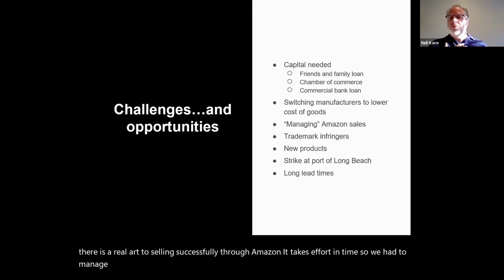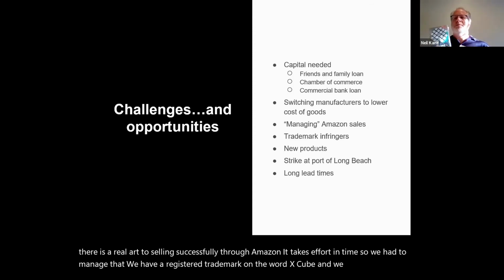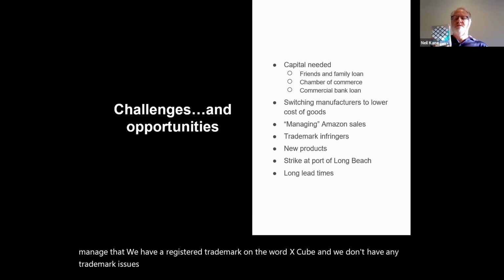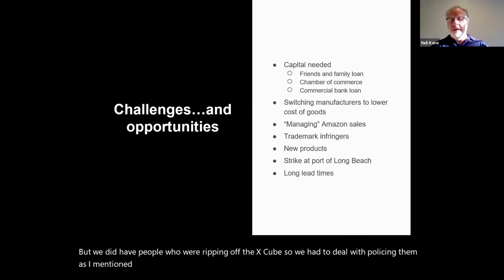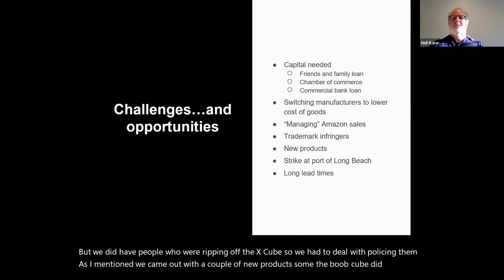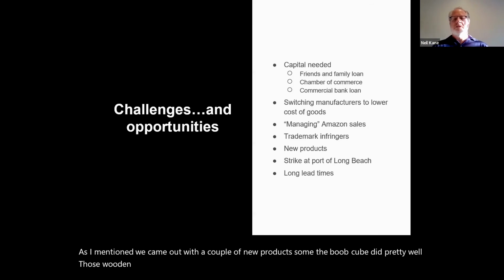We have a registered trademark on the word X Cube, and we don't have any trademark issues with the Rubik's Cube people, which is fortunate, but we did have people who were ripping off the X Cube, so we had to deal with policing them. As I mentioned, we came out with a couple of new products. Some, like the Boob Cube, did pretty well. Those wooden products never actually reached the market.